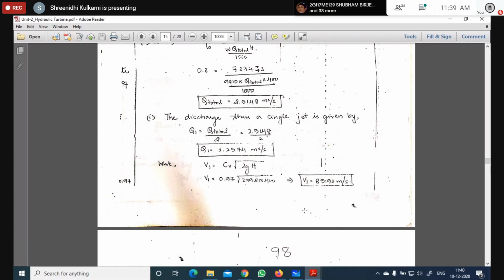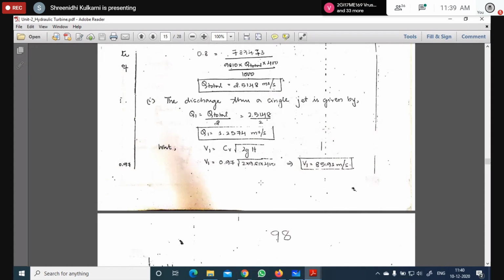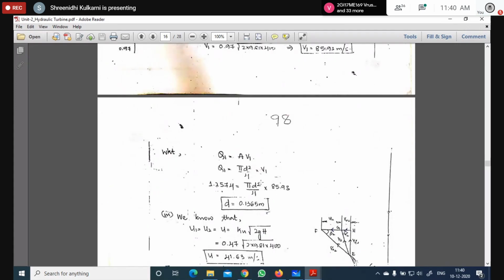So 85.93 meter per second. Okay. Yes, sir. I hope everyone got this value. So next we want to find out the diameter of the jet. What is the diameter of the jet?